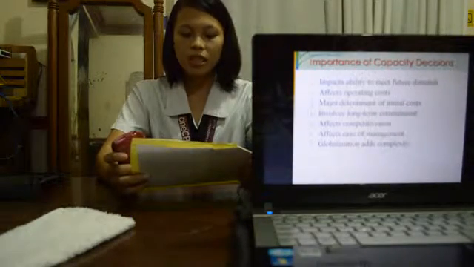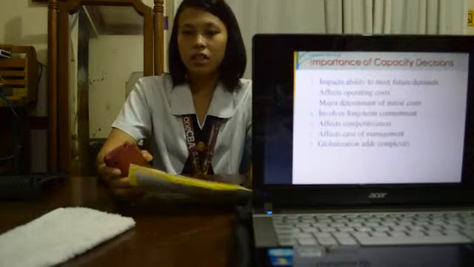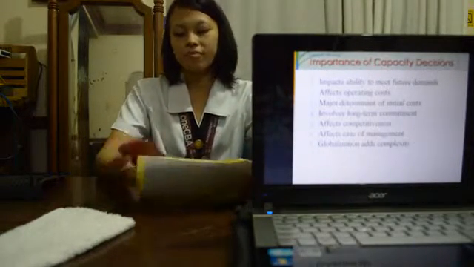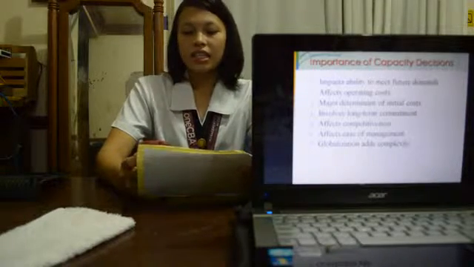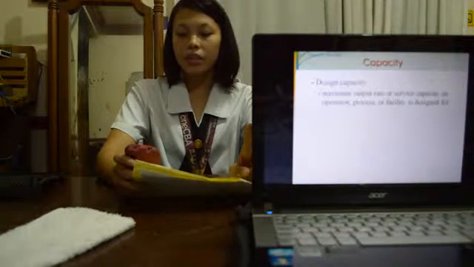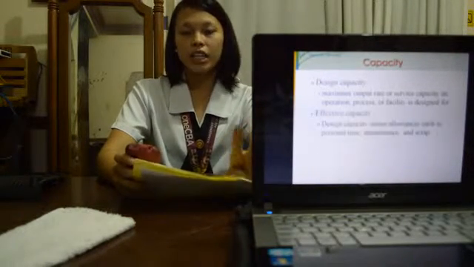Through globalization, companies have to consider different changes when it comes to consumer needs and wants. So next is capacity. There are three kinds of capacity. The first one is design capacity, the second one is effective capacity, and the third one is actual output.